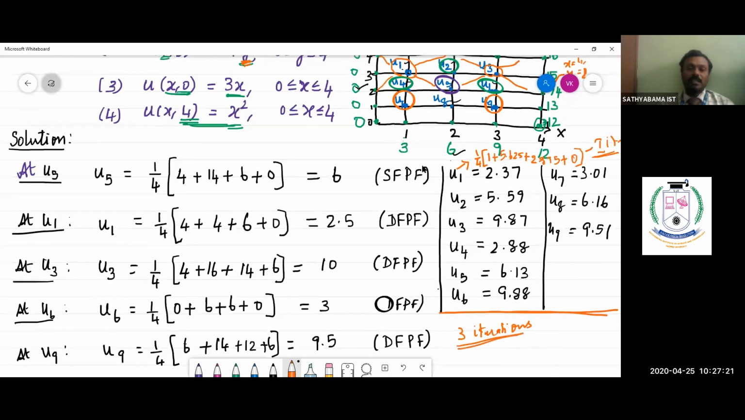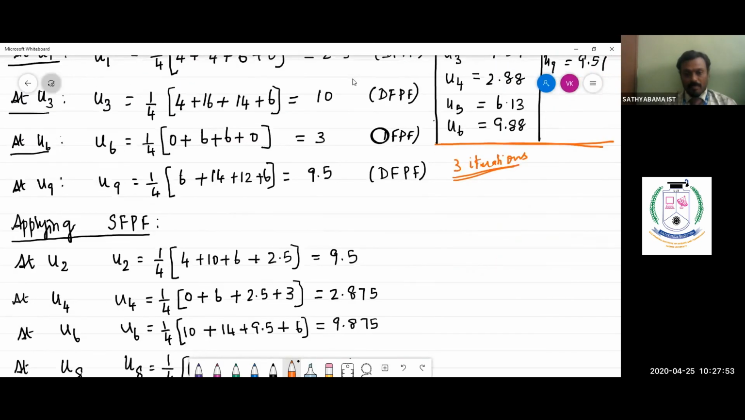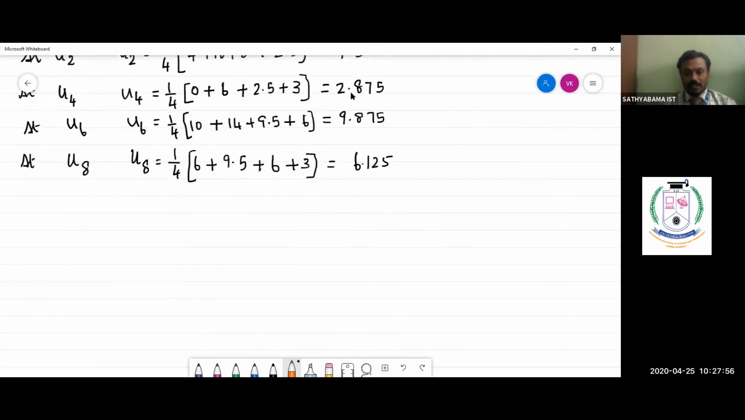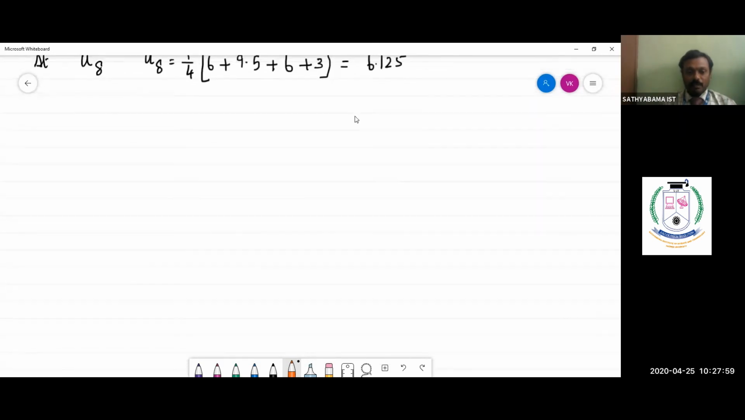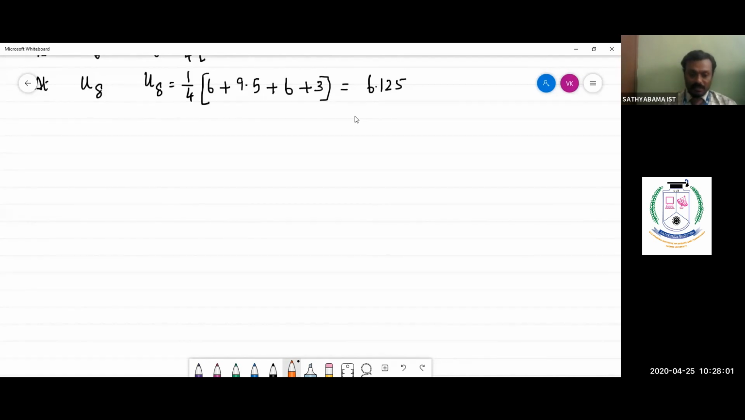If you have any difficulty in doing these problems, you can post this in a Google Classroom, which we will be creating shortly. In the next class, let's discuss the Poisson equation and other parabolic and hyperbolic equations. There is also a case where the boundary values may be symmetrical. If you construct a mesh, you may arrive at a situation where the boundary values are symmetrical. This is one such problem.